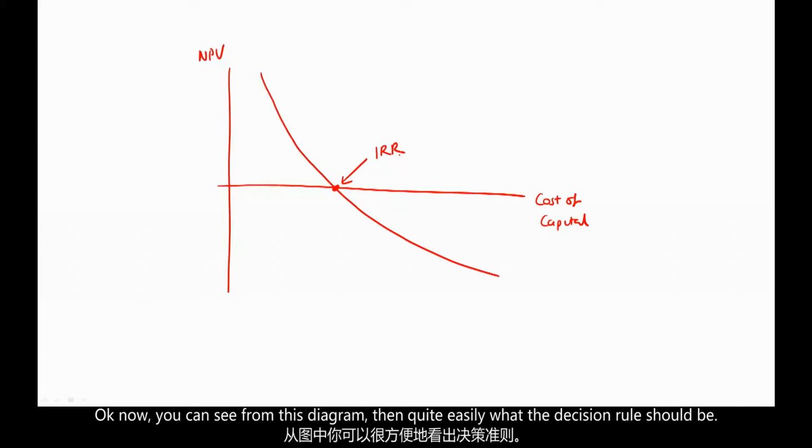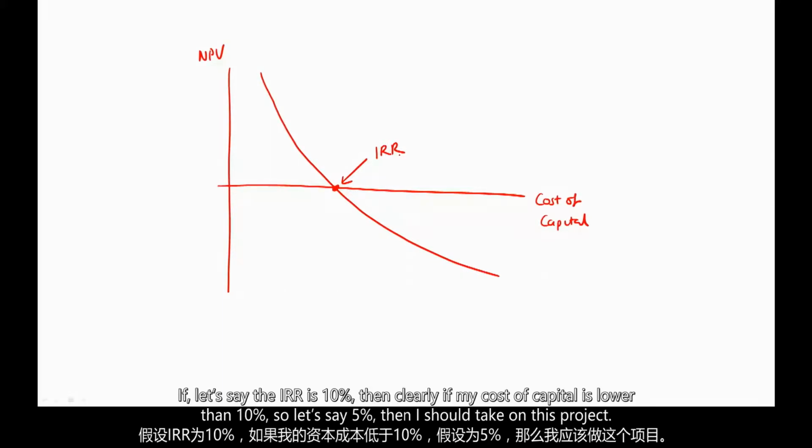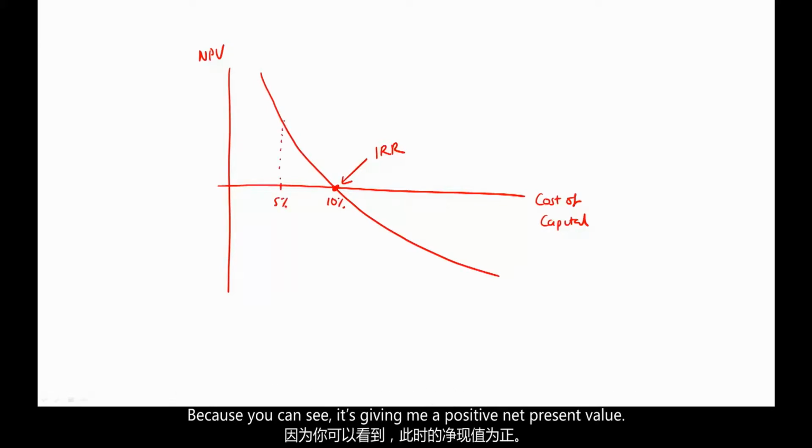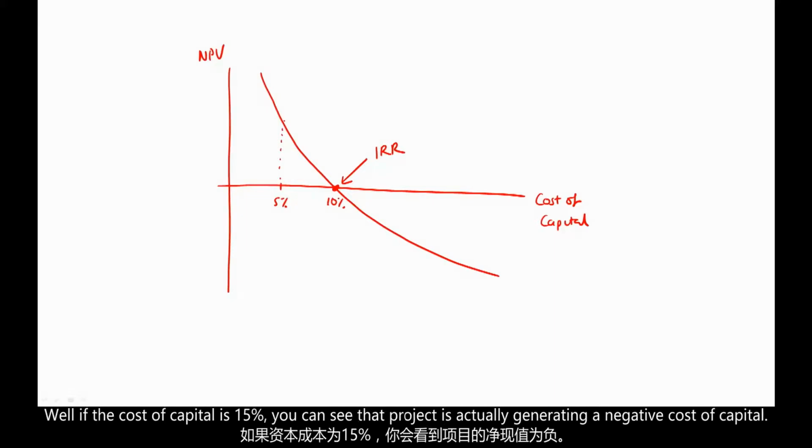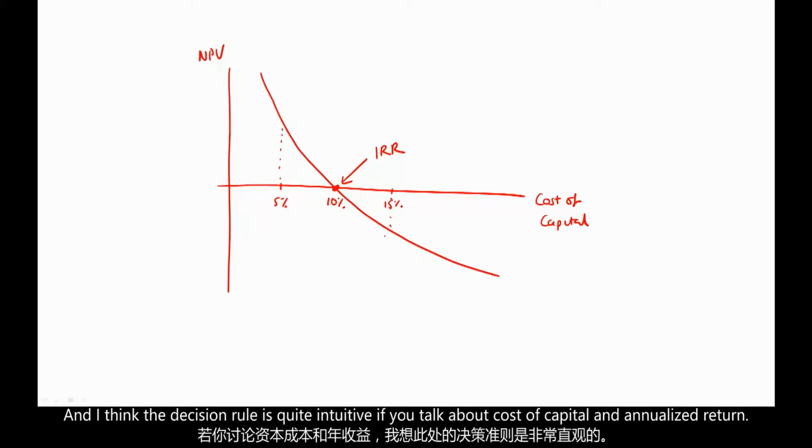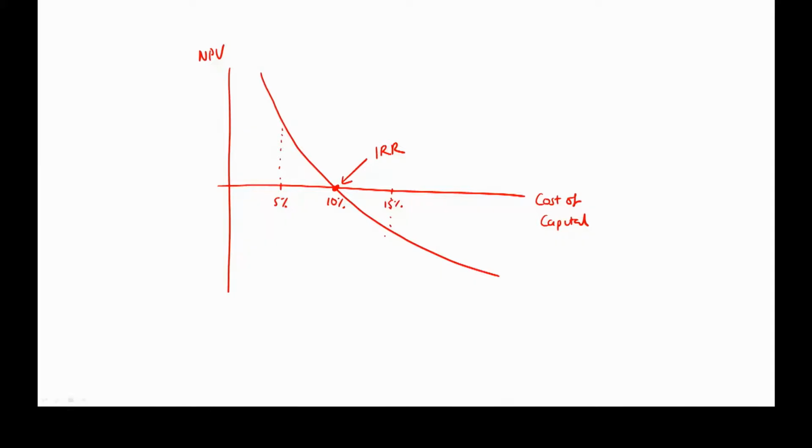Okay, now you can see from this diagram then quite easily what the decision rule should be. If, let's say, the IRR is 10%, then clearly if my cost of capital is lower than 10%, so say 5%, then I should take on this project because you can see it's giving me a positive net present value. Whereas if the cost of capital is 15%, you can see that project is actually generating a negative net present value. And I think the decision rule is quite intuitive if you talk about cost of capital and annualized return.